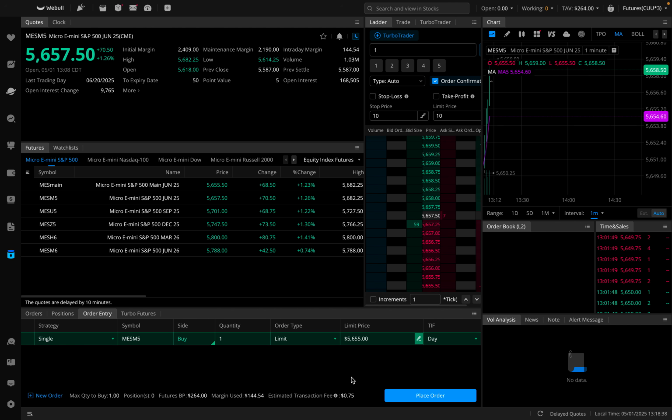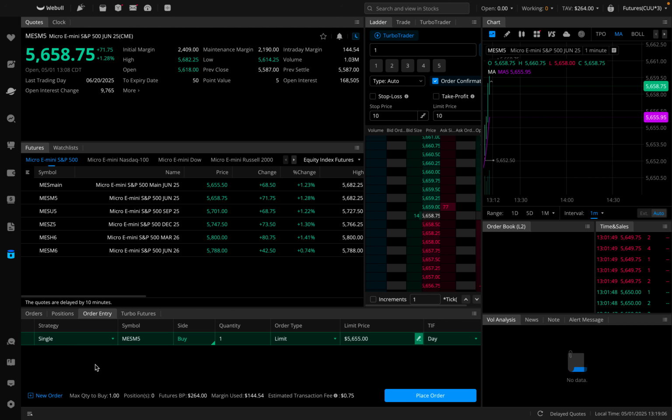One thing I do want to mention here is, how do we close out of our trade? So let's say I go ahead and place this order and I buy this futures contract. Well, how do I get out of it? So to get out of it, you just need to do the opposite of what you first did. So if I bought this contract, I would just need to sell the exact same contract, right?